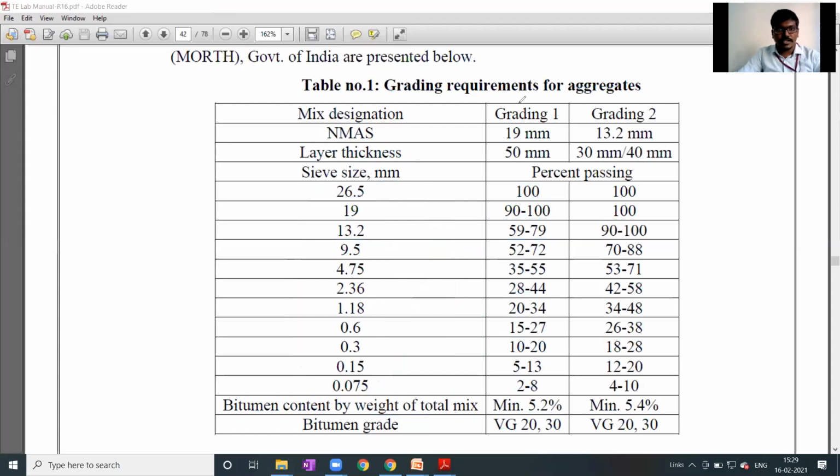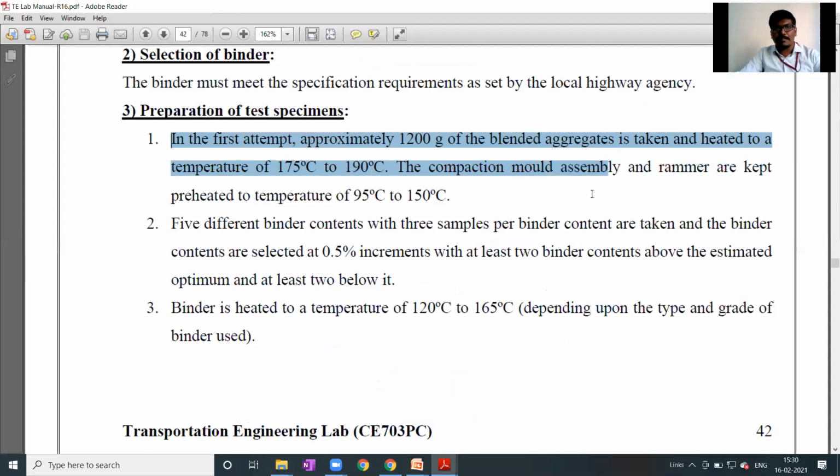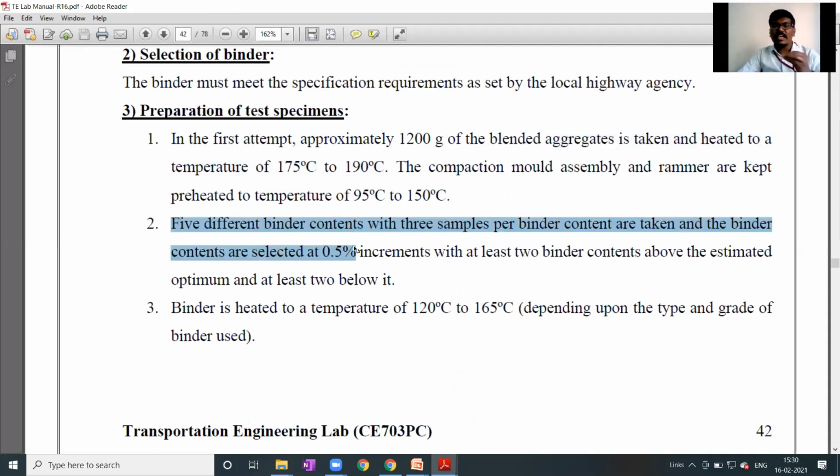Okay, so after this what you need to do is prepare the specimen. So here you can see clearly, in the first attempt approximately 1200 grams of blended aggregate is taken and heated to a temperature of 175 to 190 degrees centigrade. The compaction mold assembly and a rammer are kept preheated to a temperature of 95 to 150 degrees centigrade. So you need to heat the aggregates to 175 to 190 degrees centigrade, mixing the aggregates and heating there only. Later on 5 different binder contents should be taken with an increment of 0.5. What I have mentioned, 5.2% initial.